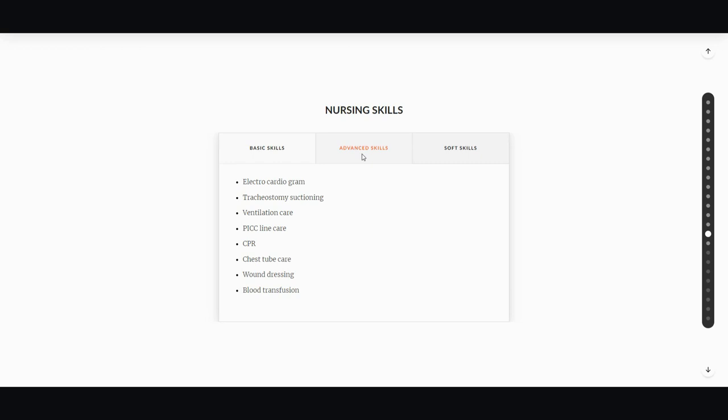Some of the advanced skills for nurses: how to do electrocardiogram, tracheostomy suctioning, ventilation care, PICC line insertion, CPR or cardiopulmonary resuscitation, chest tube care, wound dressing and blood transfusion. These skills are mostly practiced in critical care departments or intensive care units.